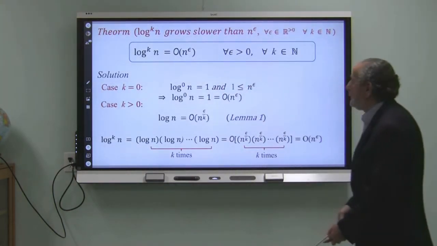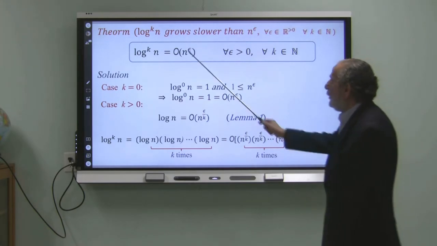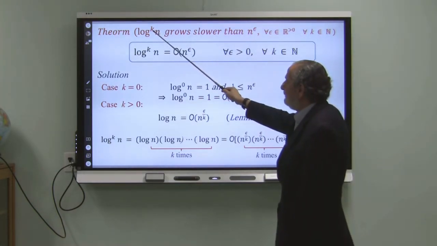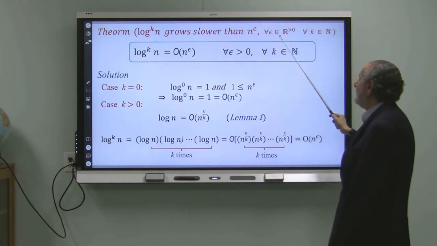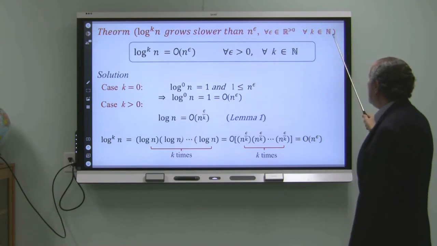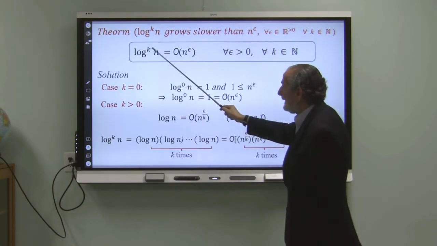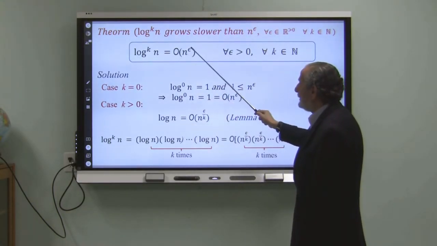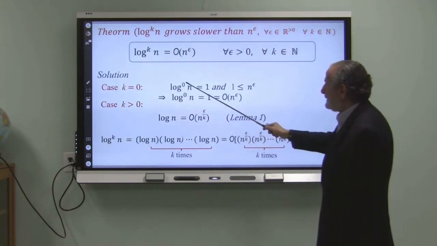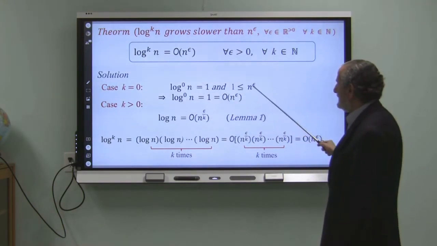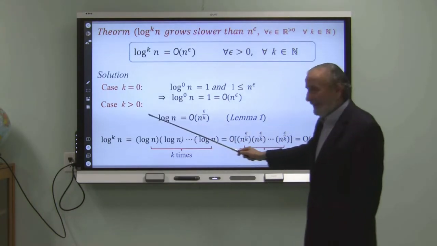Now, I'm going to prove this theorem for you because some students have problems understanding it. Log to the power k n grows slower than n to the power epsilon for any epsilon in R positive, for any k in N. So, which means log to the power k n is big O n to the power epsilon. How do you do that? When k is 0, it's simple. Log to the power 0 is 1, and 1 is less or equal than n to the power epsilon.